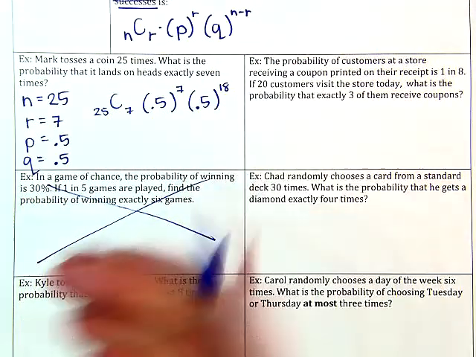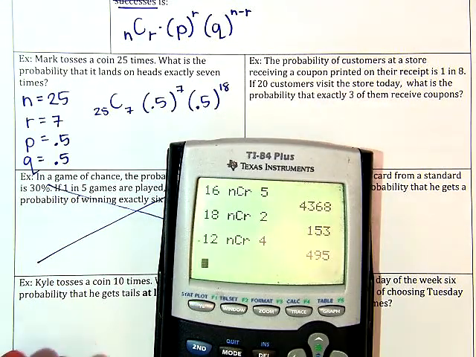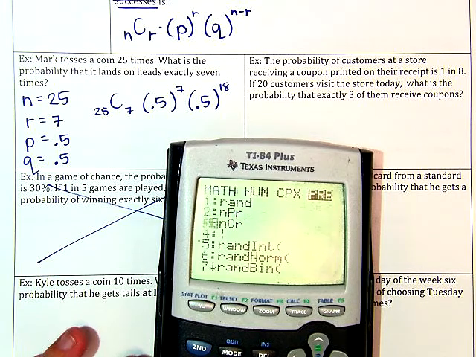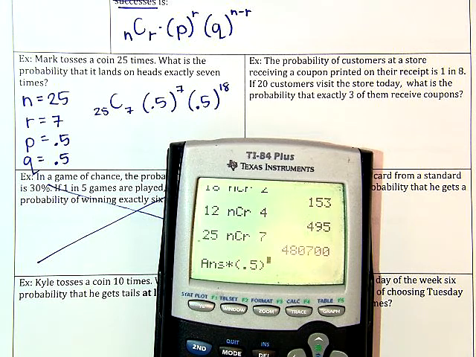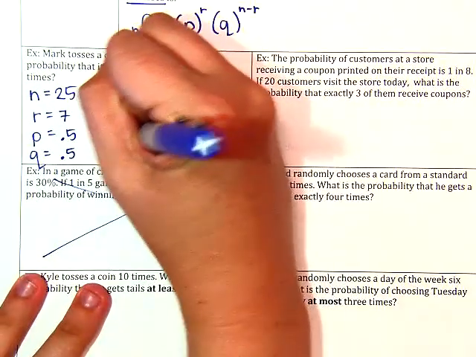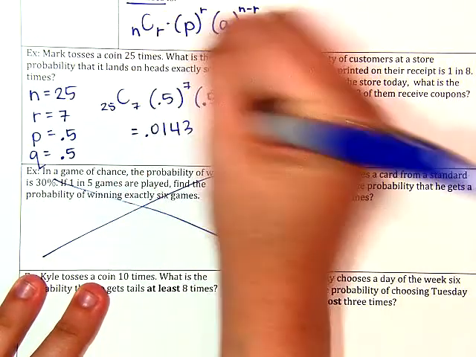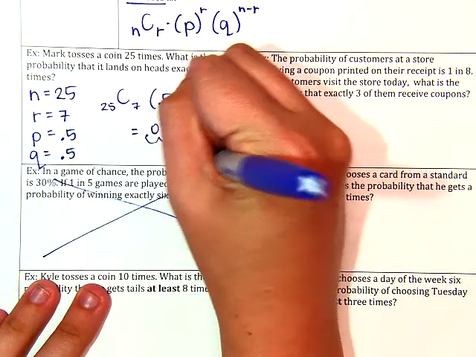Then you go to your calculator. I'd start with 25C7. Press enter. Then I would multiply by 0.5 to the power of 7 and another 0.5 to the power of 18. 0.0143. You can leave it just like that if you want, or move it. Actually, it'd be 1.43%.